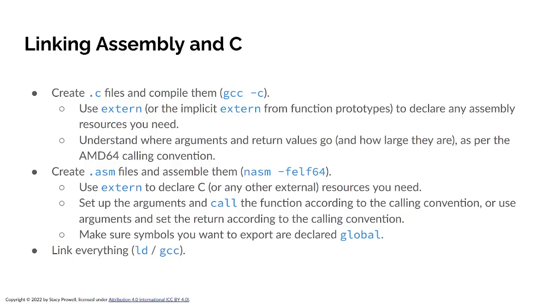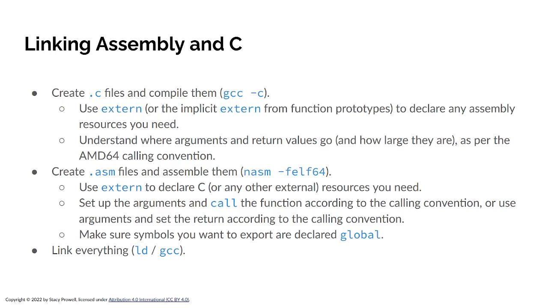So, there's other stuff we can do, but let's not worry about that right now. Calling it from C, how do we link this up with our C program? Well, we create .c files and compile them with -c, just like you normally would. Inside those, we use extern, or an implicit extern, to declare the assembly resources we need. We can have variables in our assembly program and reference them using extern. We make them global, and then we reference them with an extern.